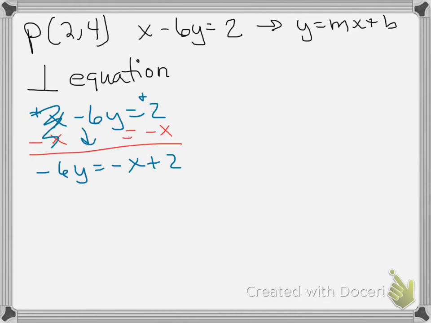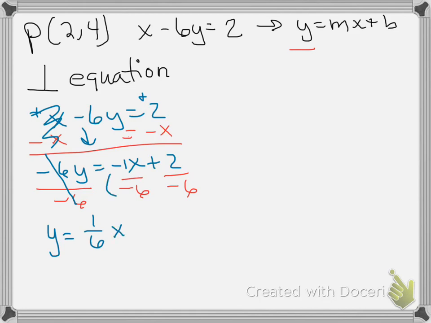Now I still want the y by itself. So what's being done to y? It's being multiplied by negative 6. So the opposite is to divide by negative 6 on everything. These two cancel out, so we get y equals. Now notice the next one I have is a negative x. That's like saying negative 1x, and two negatives make a positive, so we're just going to say 1/6. See the fraction 1/6 there?